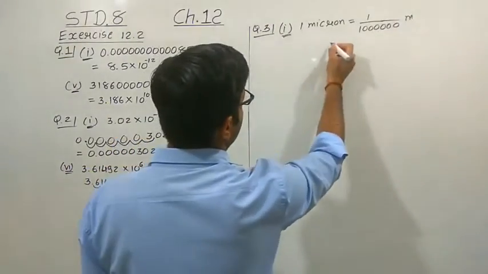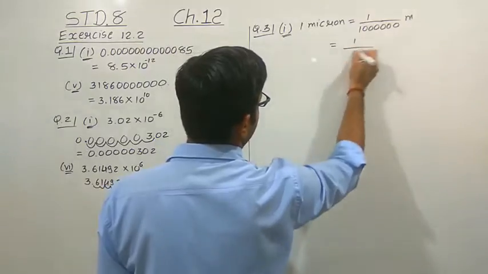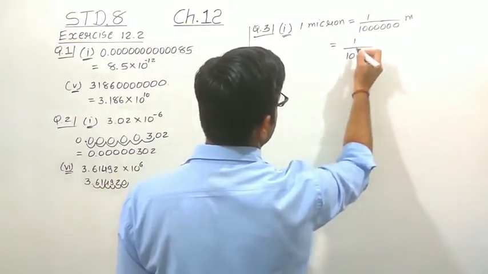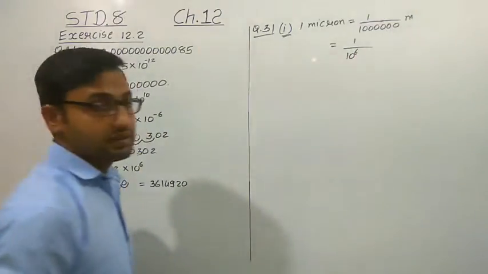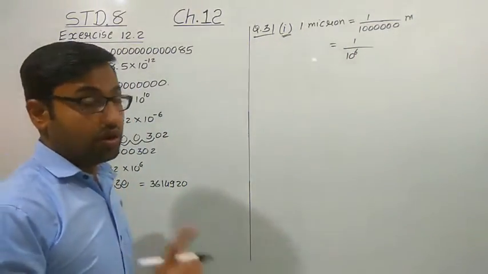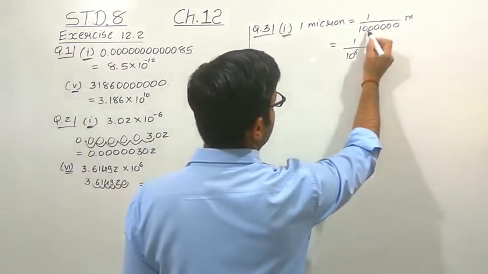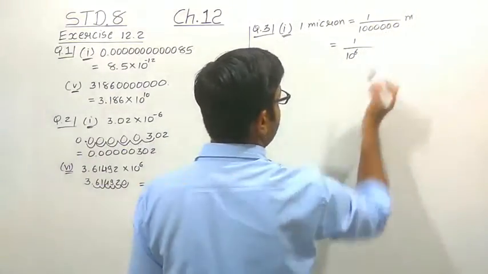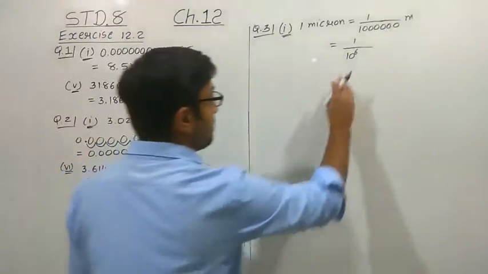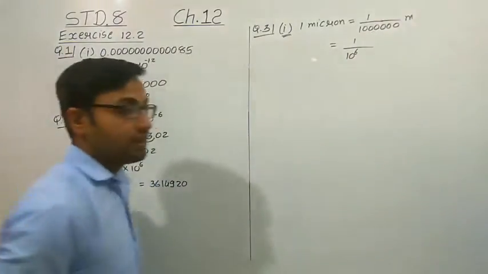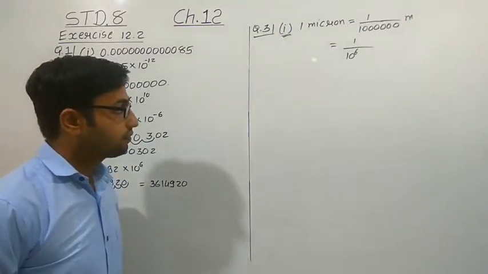Now see, here 1 micron, we can write it as 1 upon how much power of 10? 1, 2, 3, 4, 5, 6. 10 raised to power 6. Now see, do not get confused here. Do not think that we have taken 10, so we have to put only 1, 2, 3, 4, 5 power. No, it is wrong. How many zeros are there? 6. So we have to take 10 raised to power 6.